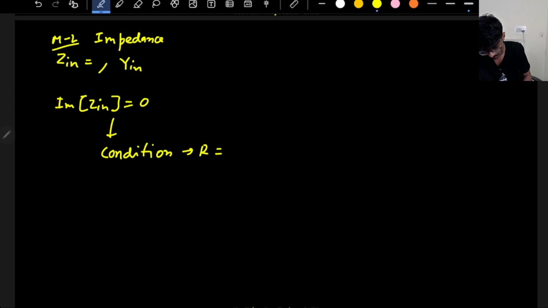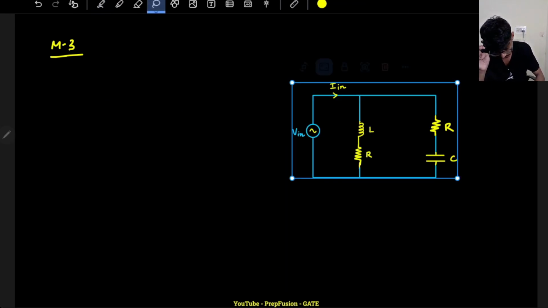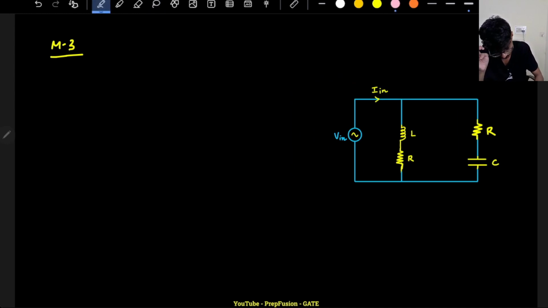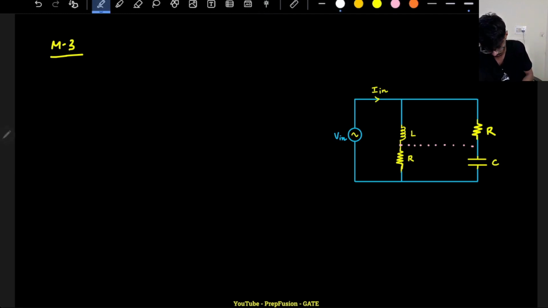Okay, what is the third method? The third method is a bit of an intuitive method. In the third method, I have this circuit, right. So I can assume it as a Wheatstone bridge. Why can I assume it as a Wheatstone bridge? Because what I can comment is this I in is equal to I1 plus I2, correct? I in is equal to I1 plus I2.